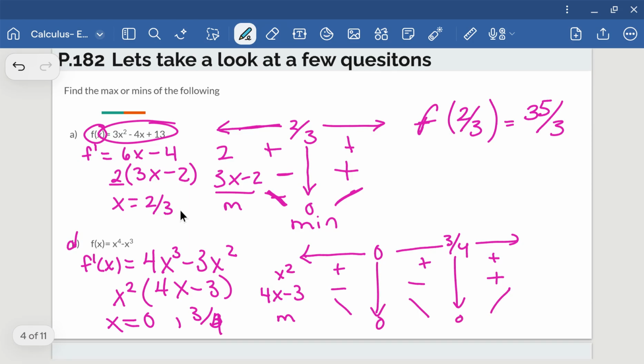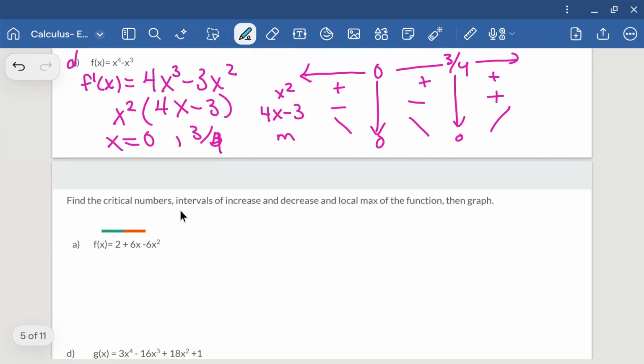So this tells us that we do have a minimum, a local min, and that happens when x is 3/4. So just like the previous question, if we know that, then we can figure out what y equals by plugging it back into the original equation and solving for y.